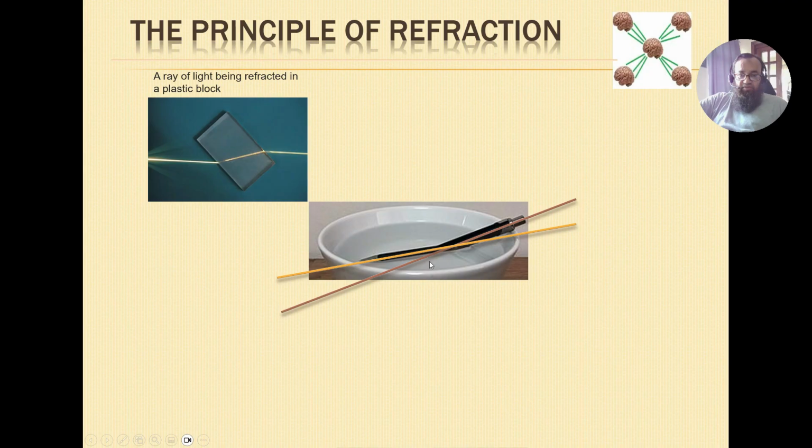I mean, the pen should be here, but this part is in a different medium, and this part of the pen is in another medium. So if it were fully in water, it should look like this line. It should be fully like this line, and if it is out of water, it should look like this. So there's a change, there's a refraction going on here as well.